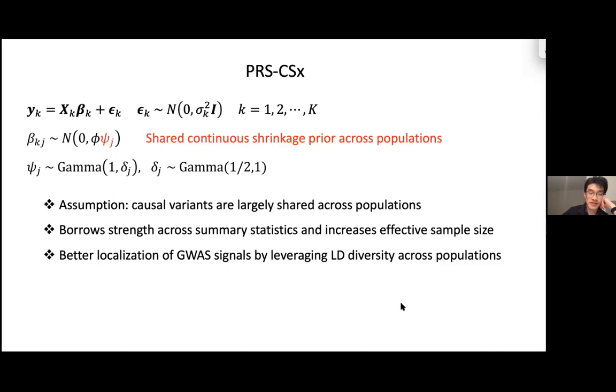With this coupled prior, we can borrow information across summary statistics and increase the accuracy of effect size estimation, particularly for non-European populations whose GWAS sample sizes are relatively small. The other advantage of this coupled prior is that we can leverage the LD diversity across populations to better localize the GWAS signal. This is very similar to the idea of trans-ethnic fine mapping. Although we are not doing any formal fine mapping analysis here, we're actually using this idea.